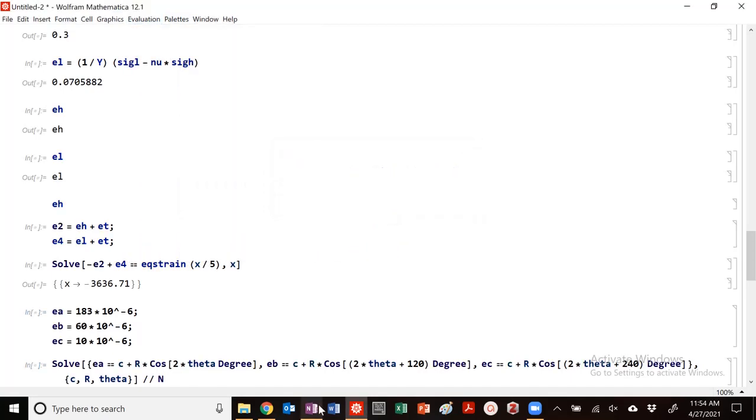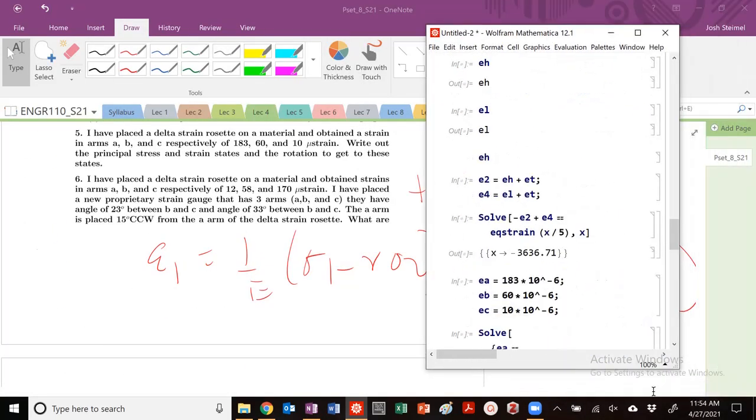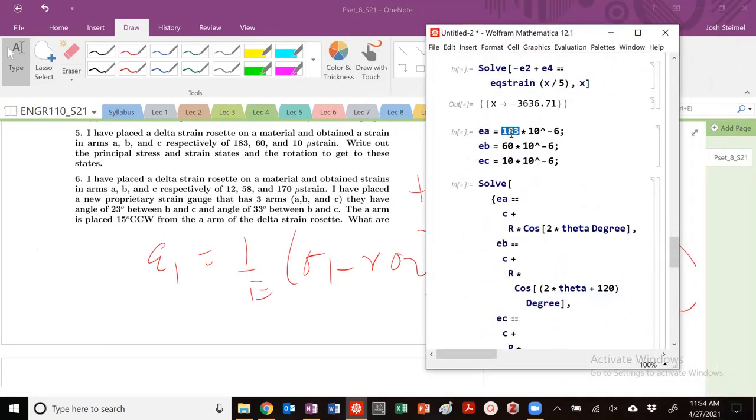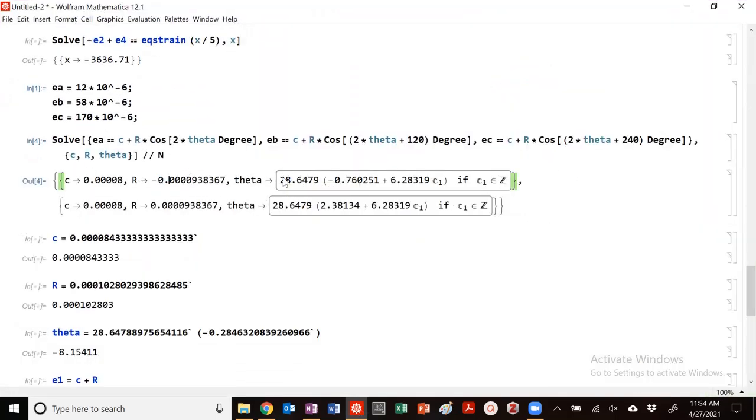And this next one, now we're dealing with a problem, again, still delta rosette. And so I see the strains in A, B, and C respectively. So I'm going to go ahead and just keep a lot of this because the rotations are going to be exactly the same. So now I have 12, I have 58, and I have 170. But now you can see that for my EA, I want to choose essentially the negative radius here. So I'm going to choose this angle as well. So my center is now here. My radius is going to be here. Actually, I should choose the negative radius in my solutions, or at least the negative angle there.